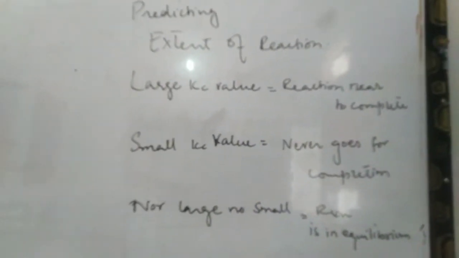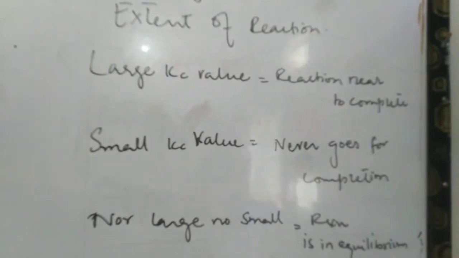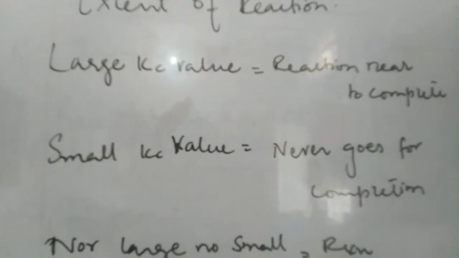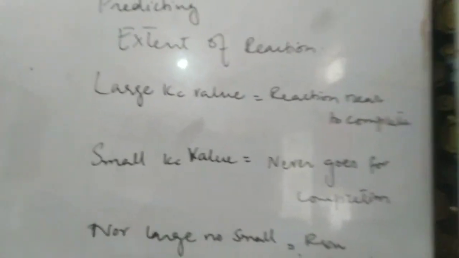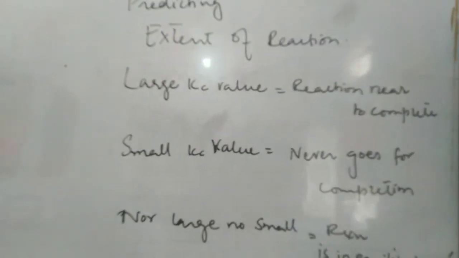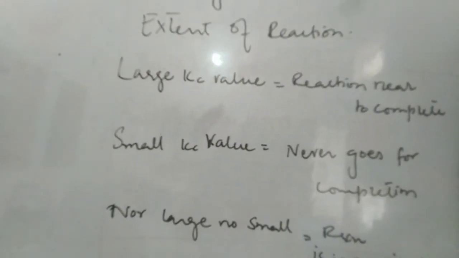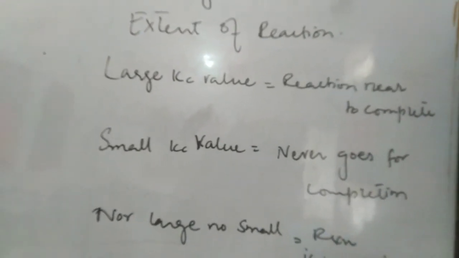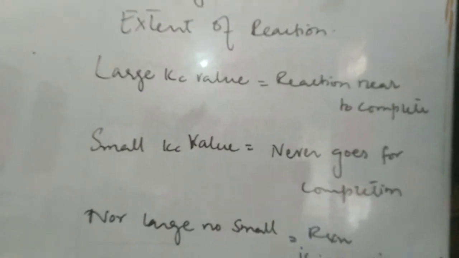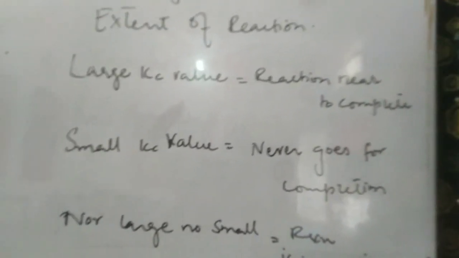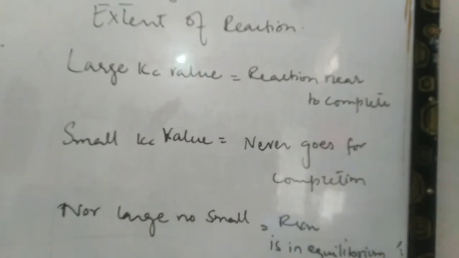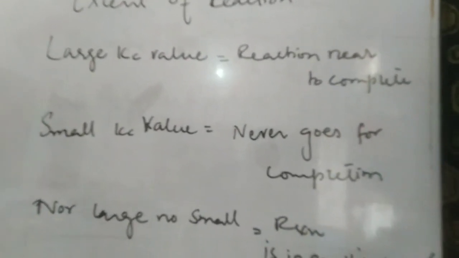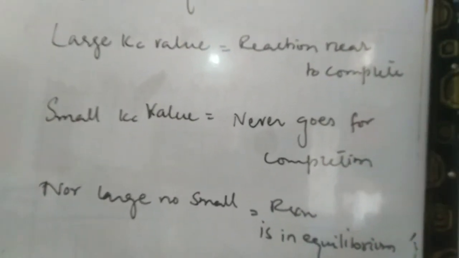Extent of the reaction means how much the reaction goes toward completion, whether it never goes to completion, or is in a dynamic equilibrium. If the value of Kc is large, the reaction goes near to completion. Large value of Kc means a large numerical value. If the calculated amount is beyond the limits, as discussed in your book in the different examples, then the reaction is near to complete. If the value of Kc is very small for any reaction, then you can say that the reaction never goes to completion.